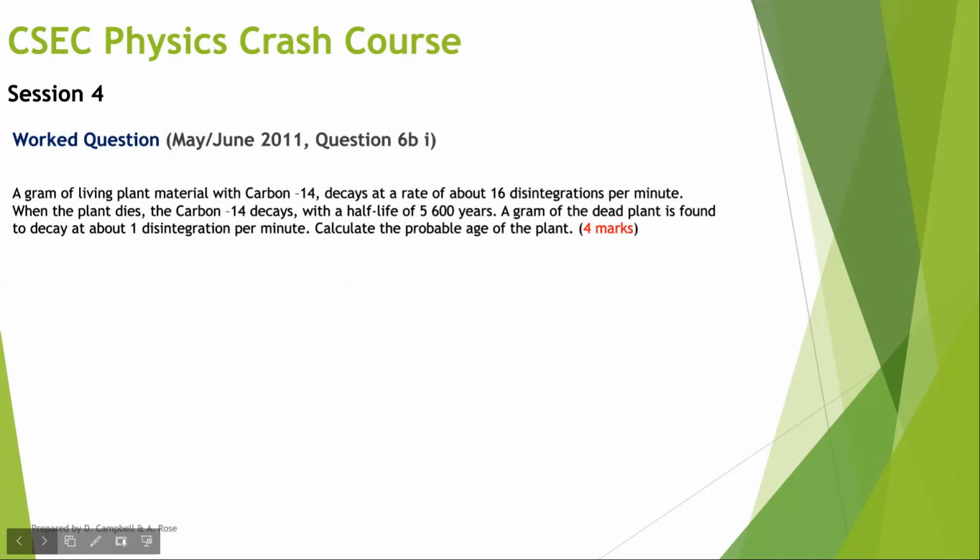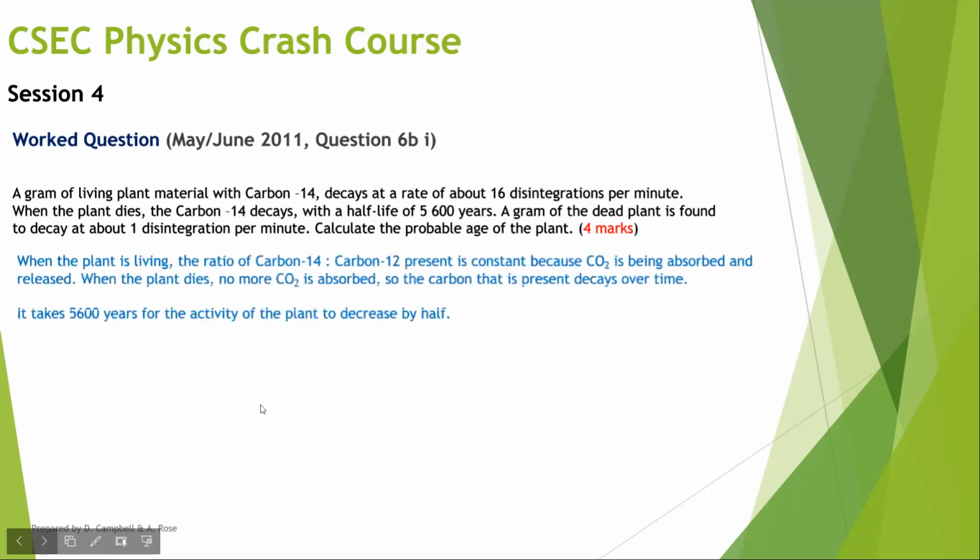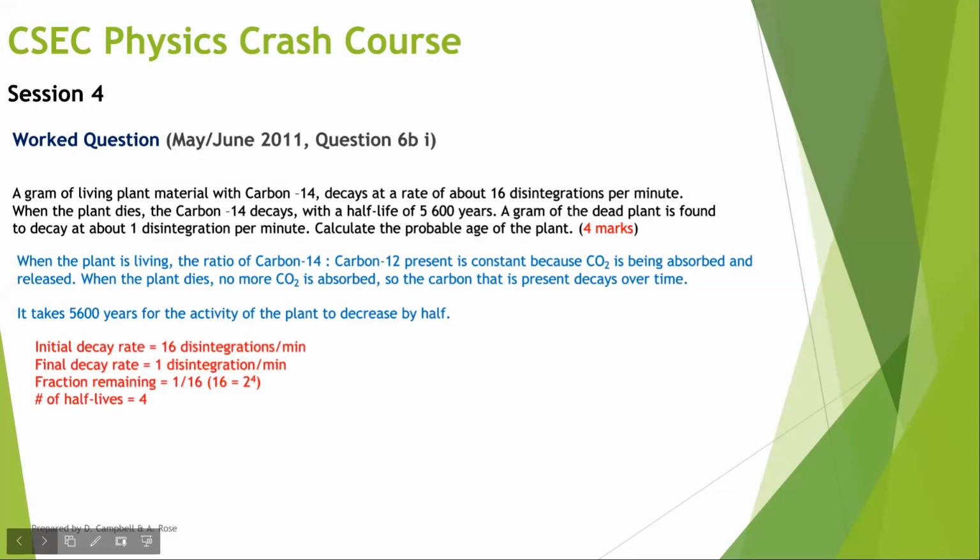Now, remember that when plants are living, they will absorb carbon dioxide and they will also emit carbon. So while the plant is alive, the amount of carbon that is present will basically be pretty much constant. Now, once the plant dies, there is no more absorption of carbon dioxide. So the carbon that is present is going to decay over time. So based on the information from the question, we can say that the activity of the plant is going to decrease by half every 5,600 years, right?